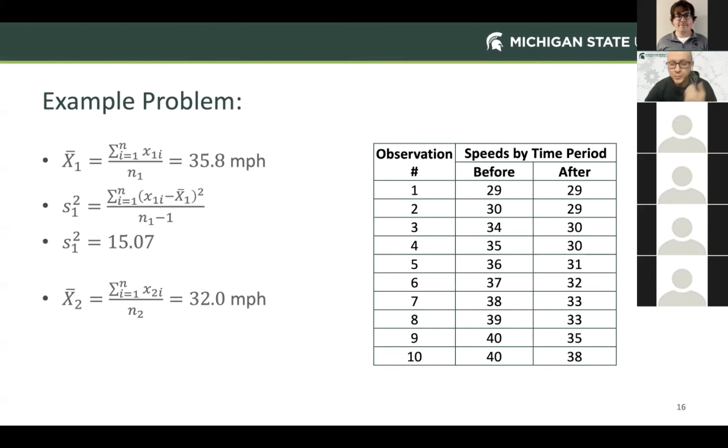And our second sample, we'd already walked through these. The sample mean is 32 miles per hour, and the variance in this case is 8.22. We're going to take the ratio of those respective variances and assess whether or not we saw a significant reduction in speed variance once that sign had been introduced.